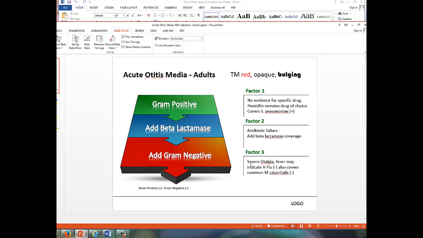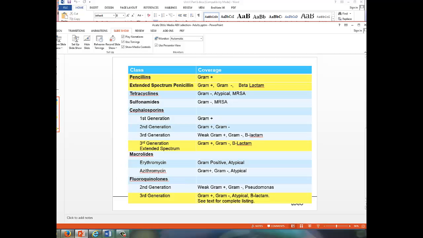So in the case that you have a patient that has severe otalgia, severe pain and fever, you may want to consider starting with gram-negative coverage with beta-lactam. So you can see on this chart that I have highlighted those medications that fall into that category. Now you can see here in the third generation cephalosporin, you have weak gram-positive coverage, plus gram-negative and beta-lactam. So the third generation coverage, the extended spectrum, is probably better.